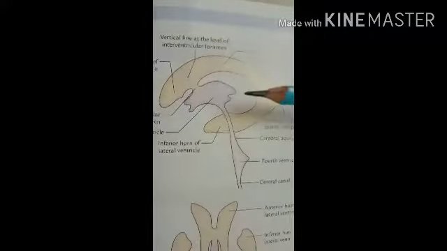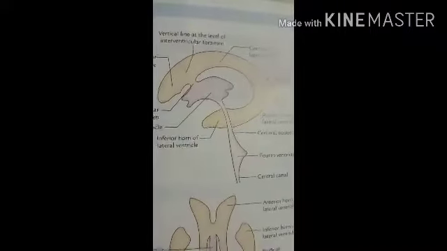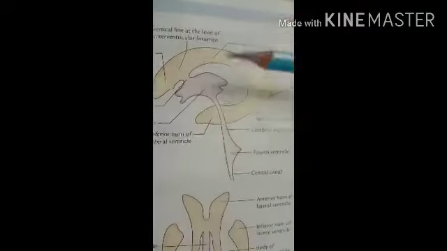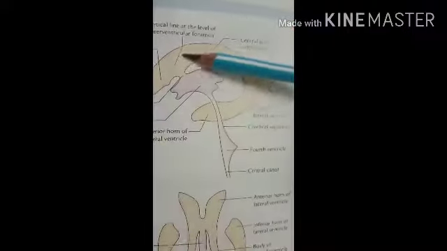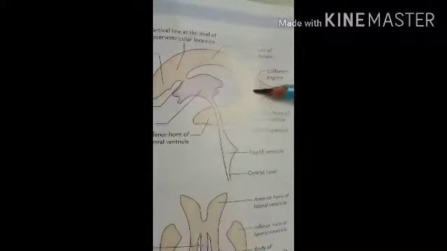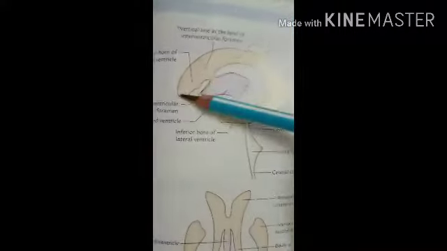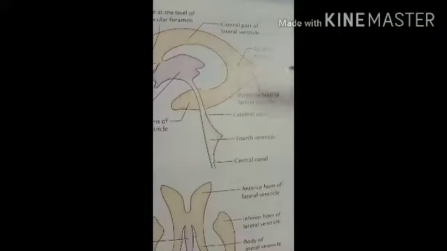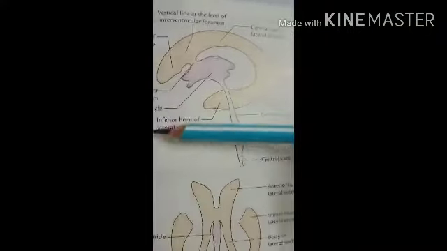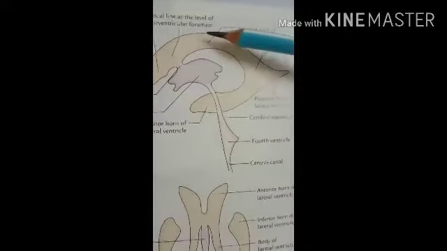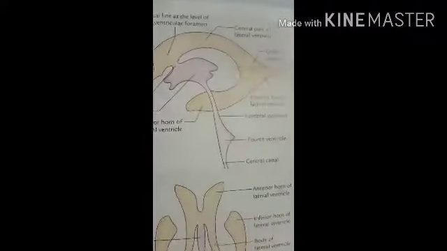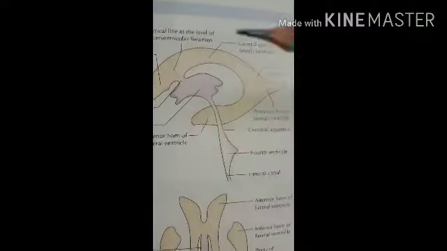Then let's see the parts of the lateral ventricle. For descriptive purposes, the lateral ventricle is divided into four parts. First, the central part, this one. Then second, the anterior horn. Here you can see the anterior horn. Third, the posterior horn, this one. And the last one, the inferior horn. So these are the central part, anterior horn, posterior horn, and the inferior horn.